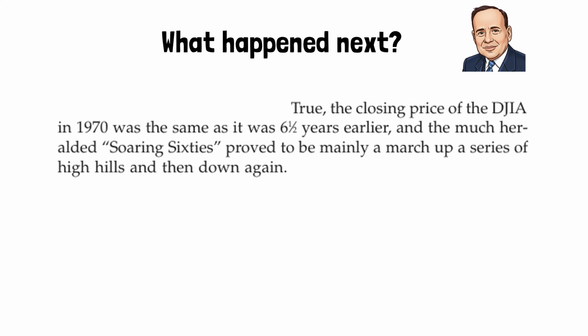Graham continues. "True, the closing price of the DJIA in 1970 was the same as it was 6.5 years earlier, and the much heralded soaring 60s proved to be mainly a march up a series of high hills and then down again."